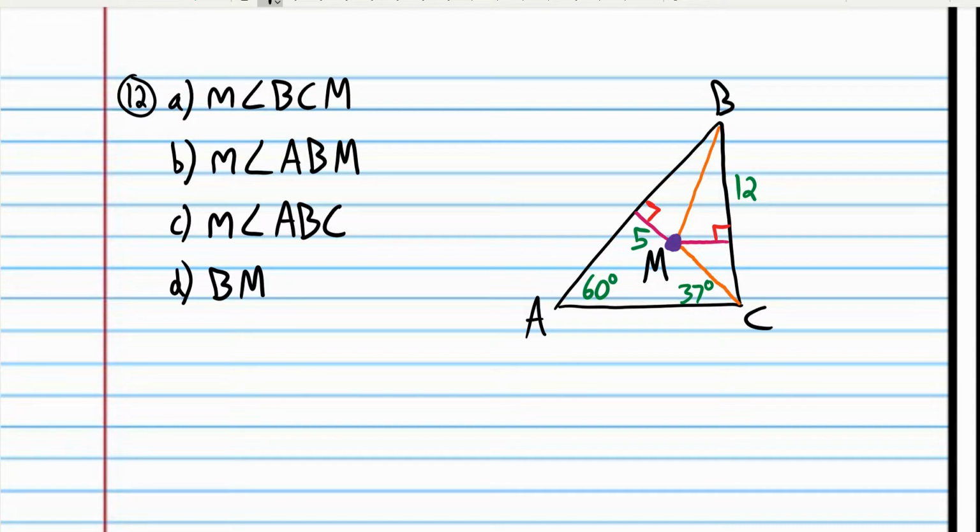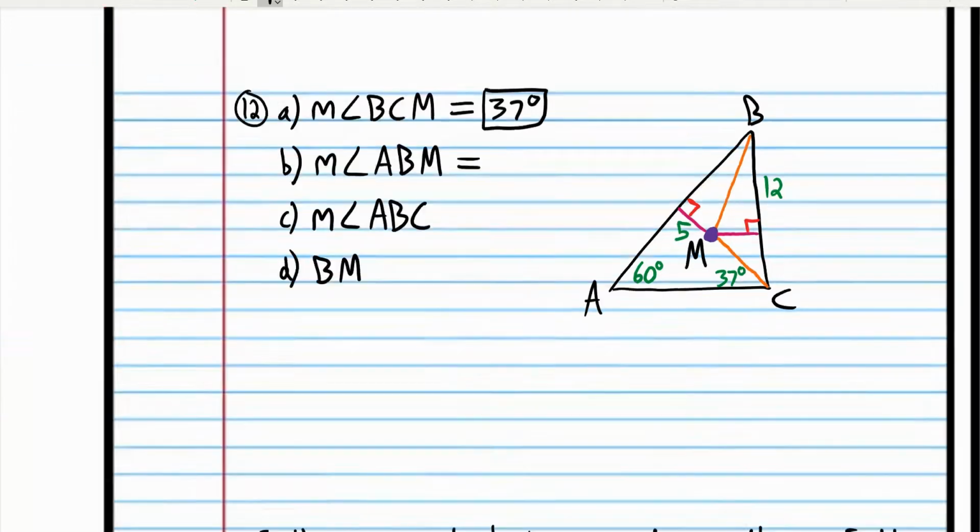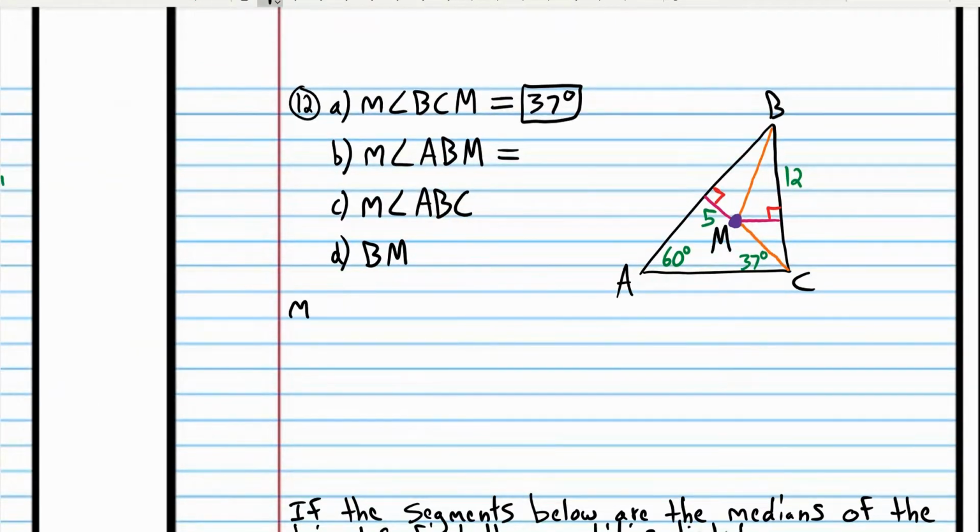All right, we're back. Measure of angle BCM. That's this angle here, which must be 37 because this angle is 37, because that orange segment is an angle bisector. Measure of angle ABM. We don't know anything about these angles, but we can use the angle sum theorem like we did previously. Measure of angle A plus measure of angle B. All the angles in a triangle always add up to 180. Plus measure of angle C is equal to 180 degrees.